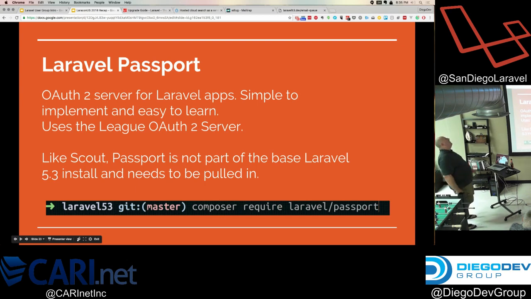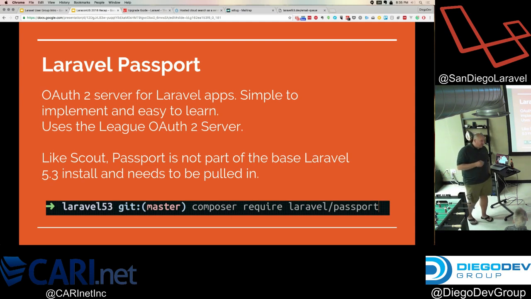Passport. We're not going to do a demo on Passport, but Passport is super cool. If you've ever worked with OAuth and had to create your own OAuth server, it's a pain in the butt. Passport makes it pretty simple. It's an OAuth 2 server for Laravel apps, simple to implement, easy to learn, and uses the League's OAuth 2 server.